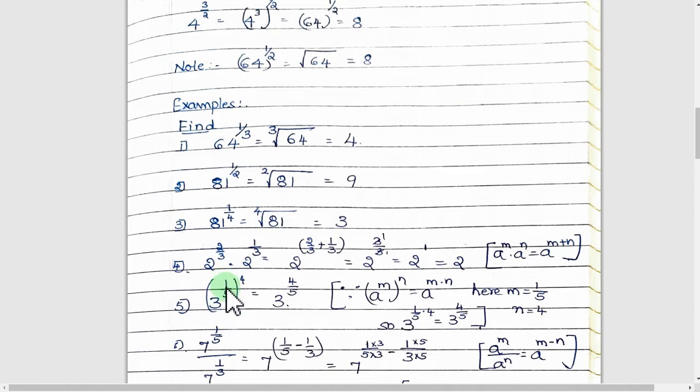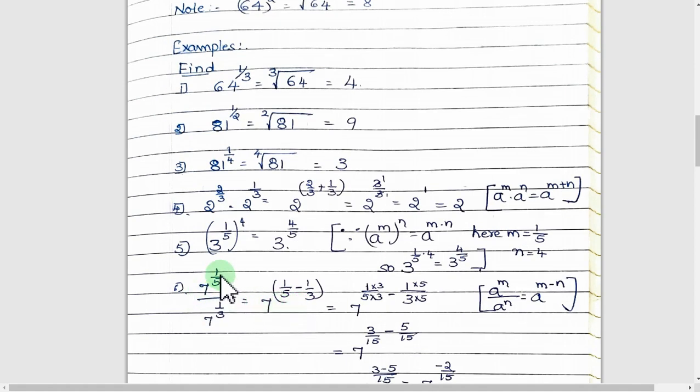3 to the power of 1 by 5, whole to the power of 4. Again, the law we are using: a to the power of m, whole to the power of n, is a to the power of m into n. Here m is 1 by 5, n is 4. So 3 to the power of 1 by 5 into 4. Here 1 by 5 is a fraction and 4 is a number, so you multiply it to the numerator. 4 ones are 4, and the denominator stays 5. So 3 to the power of 4 by 5.